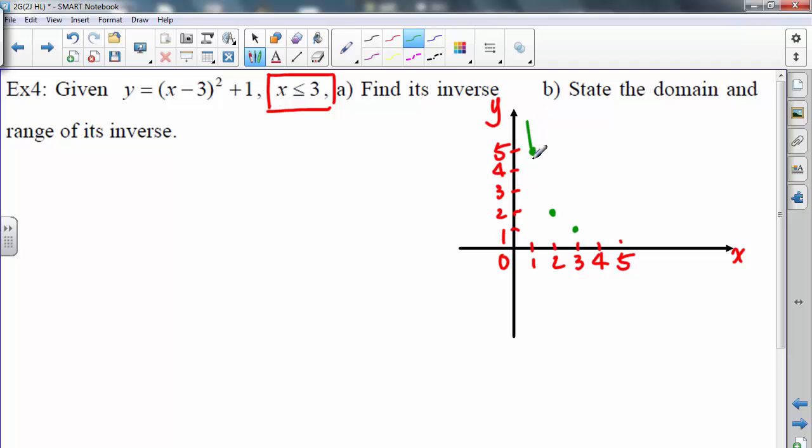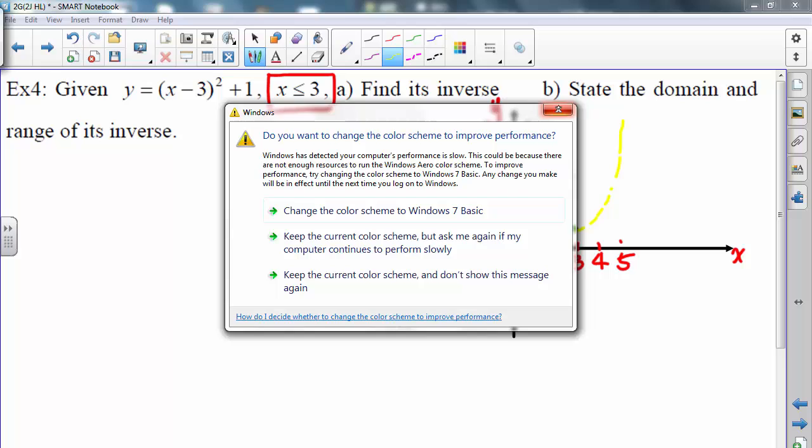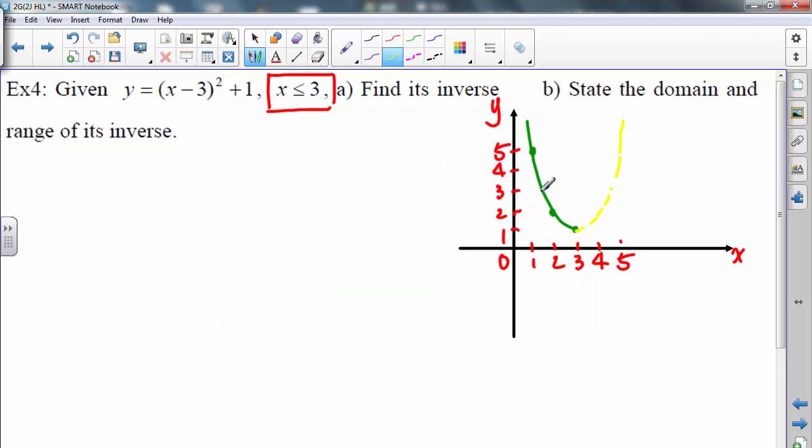So you will find that this part of the graph is only a half parabola. You do not have the other half. This half means it passed the vertical line test. It also passed the horizontal line test. That means this green part is a 1-to-1 function. If it's a 1-to-1 function, the inverse exists.